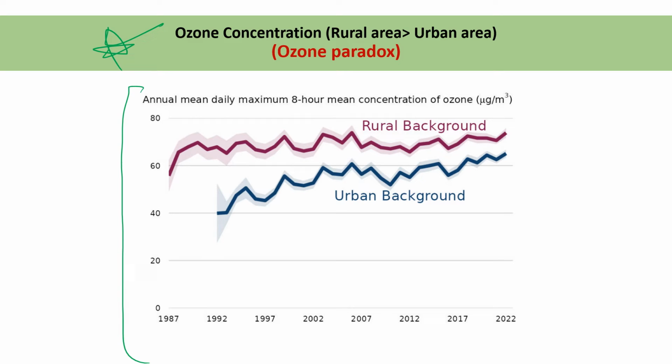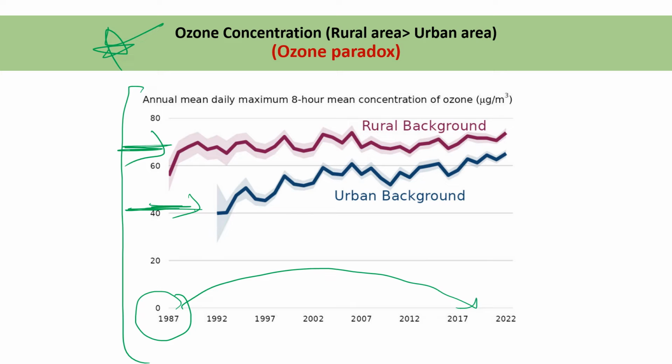But you can see this picture, this diagram. Here you can see the upper one, the red line and the blue line. The red line shows the background rural concentration of ozone, and the blue line indicates the urban background concentration of ozone. The data you can see are from 1987 till now. When we see the background concentration, it was found higher in the rural areas. Why? This phenomenon, when the concentration is found higher in the rural area as compared to the urban area, is known as the ozone paradox.